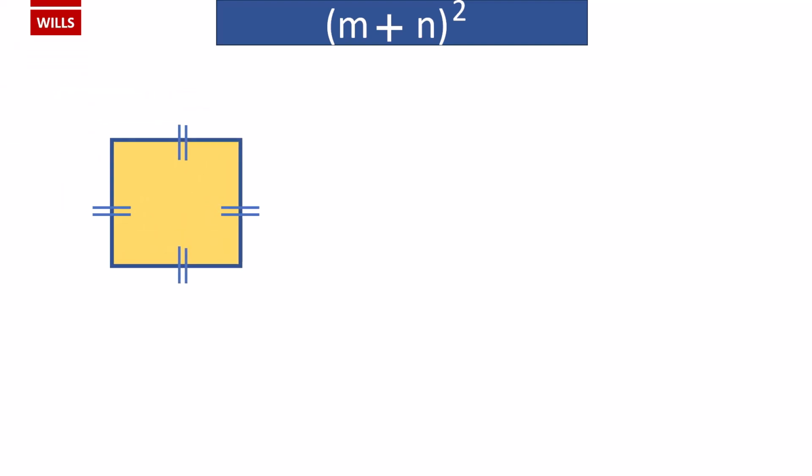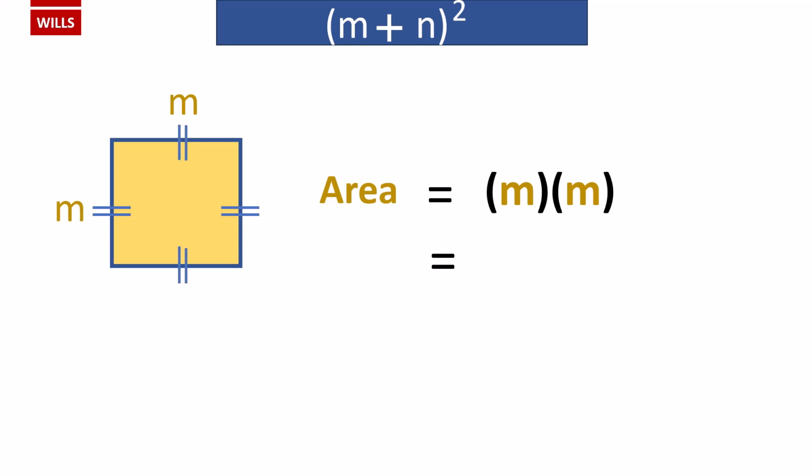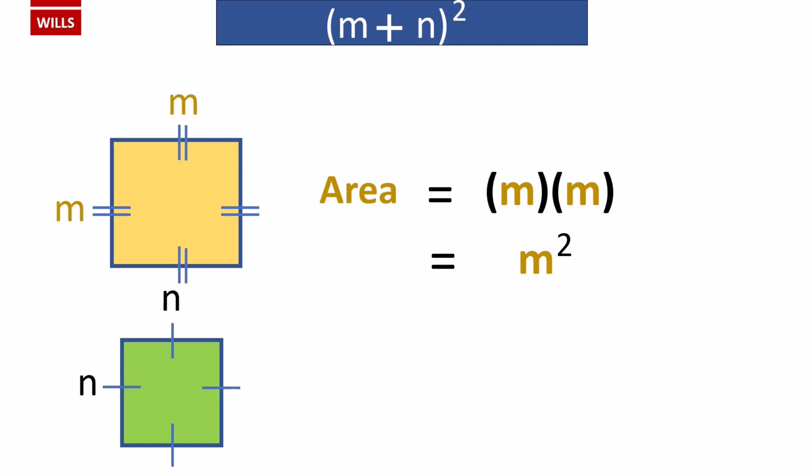Let's say you have a square with length m. The area is equal to the length times length, which is m times m, which is equal to m squared. Let's say you have another square with length n. The area is equal to n times n, which is equal to n squared.